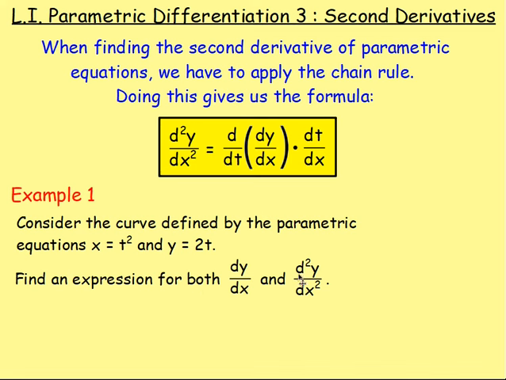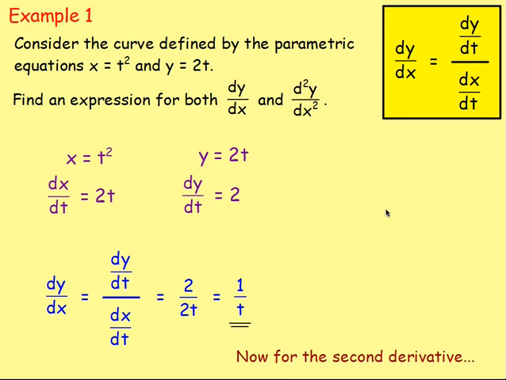Find an expression for dy by dx and d2y by dx squared. So dy by dx, just the way we were doing in the other examples. Look back to those lessons if you are unsure. But really you've got x in terms of t, y in terms of t, work out dx by dt, work out dy by dt, and then dy by dx is dy by dt over dx by dt. So you'd have 2 over 2t, which is 1 over t. So you're getting the first derivative the way you normally would.